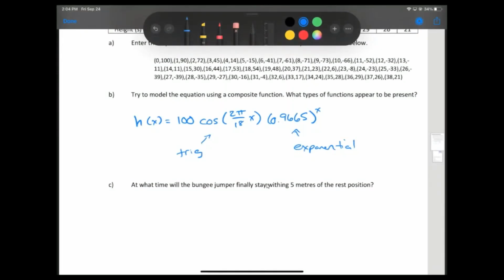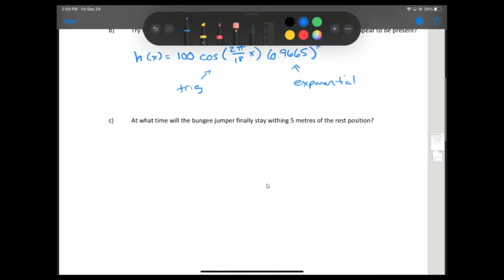There we are. About 83 seconds. Why can I not write today? Oh yeah, because I can't write any day. There we go. So at about 83 seconds, the bungee jumper will stay within the 5 meter range.